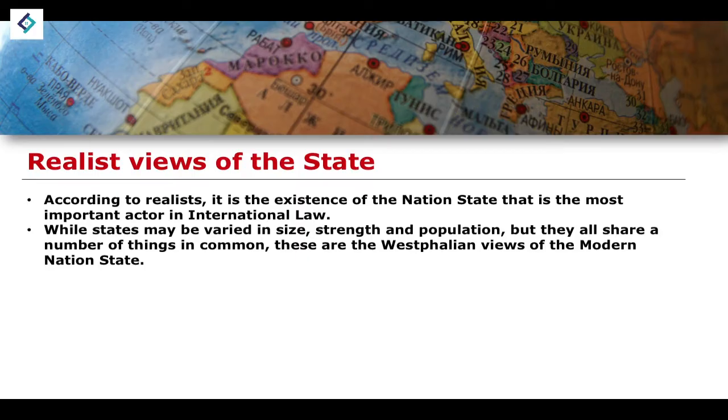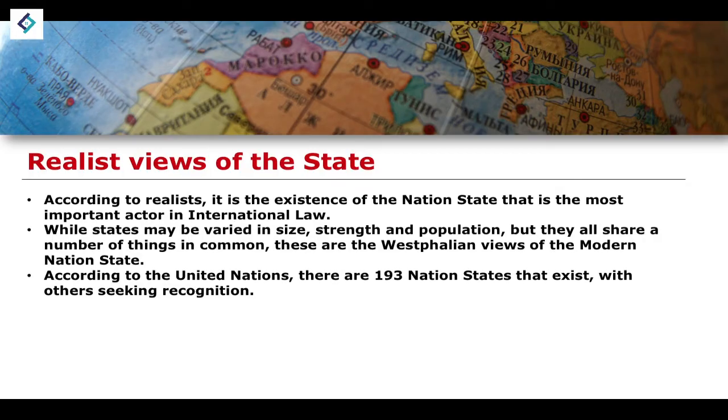And then we have disparities in terms of population. For example, China is very, very different in terms of the amount of population compared to the Philippines or compared to Portugal. These are all different examples of the different varieties of countries and states that exist. They all, though, share a number of things in common, according to the Realist, and these are the ideas that are linked to the Westphalian views of the modern nation-state.